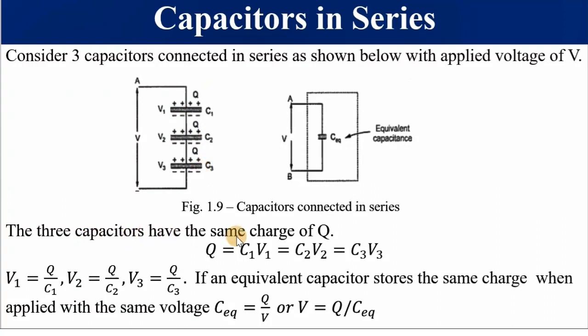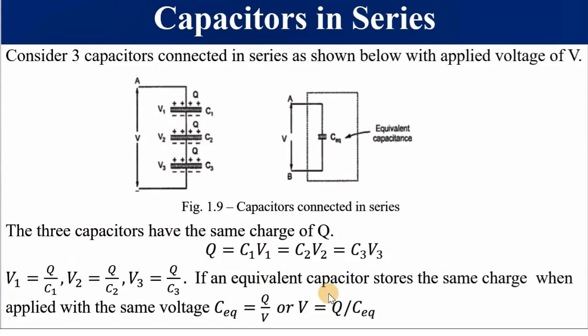The three capacitors have the same charge of Q. So the charge on C1 is equal to Q, on C2 is equal to Q, and also on C3 is equal to Q. And how do you find charge? Charge is equal to CV. So Q is common. So Q is equal to C1 times V1, and it is the same as C2 times V2, and also the same as C3 times V3. But we know that V1 is equal to Q over C1, V2 is Q over C2, and V3 is equal to Q over C3.